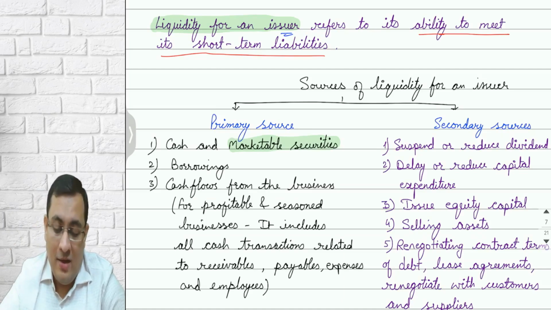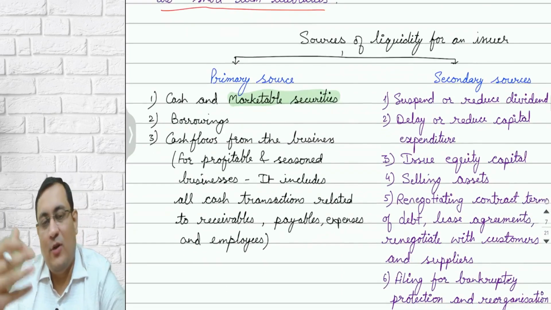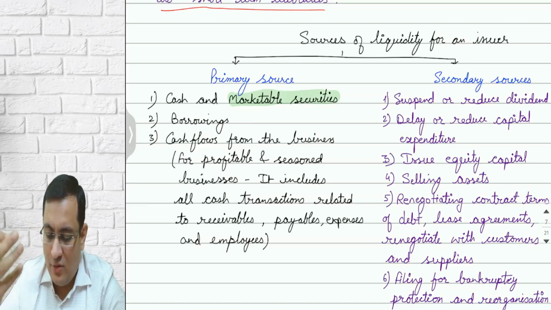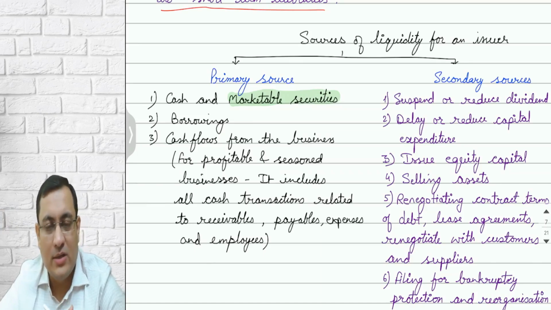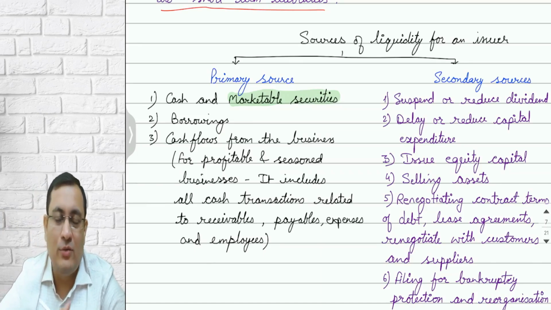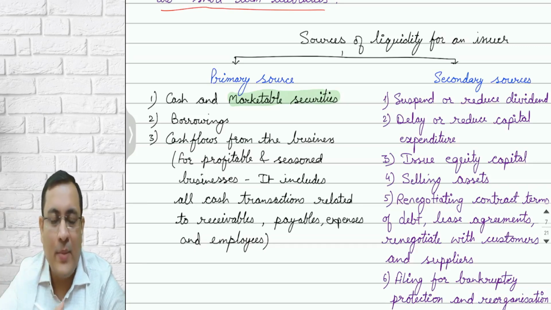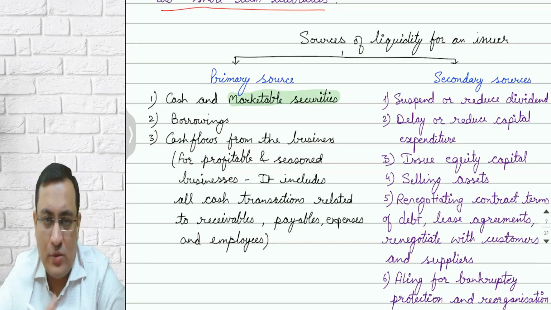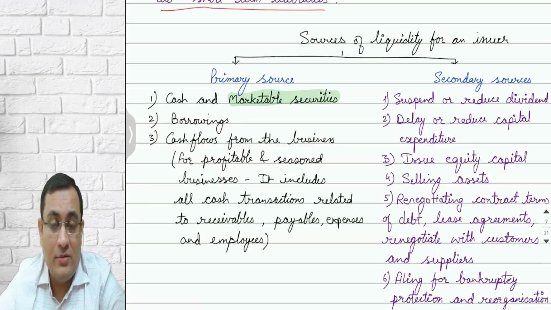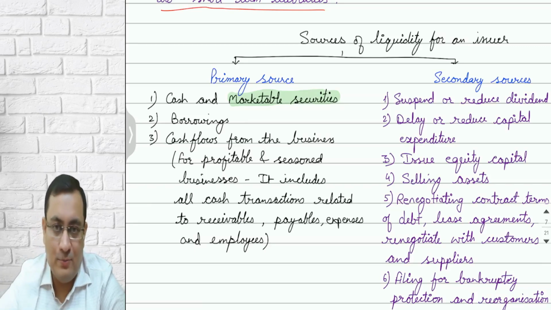Next, renegotiate contracts with your debt holders and your lease agreements. You also have to renegotiate with your customers and suppliers. So this is another secondary source. You will be delaying payment, and you have to say this to the supplier, and this is again going to create a negative impression from the supplier's point of view.